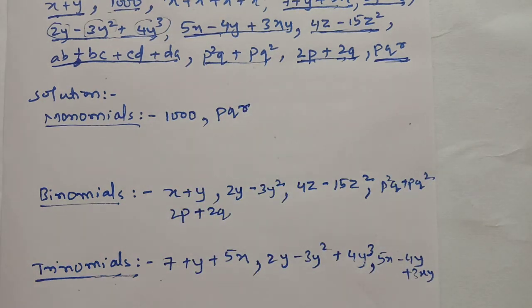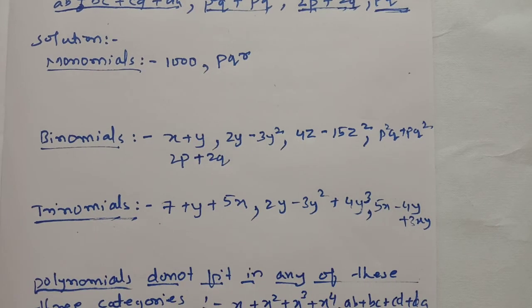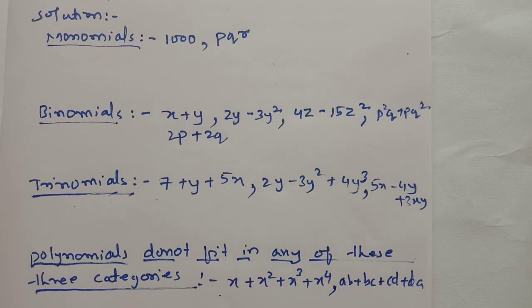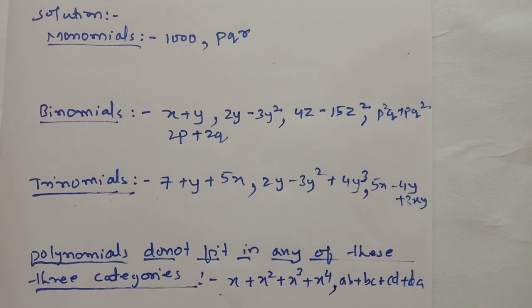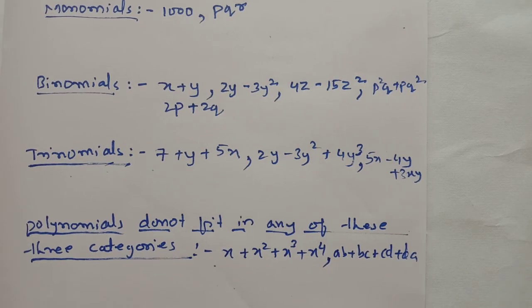So this is the solution for this answer. I hope you understood how to differentiate monomial, binomial and trinomials, and also which polynomials do not fit in these three categories.